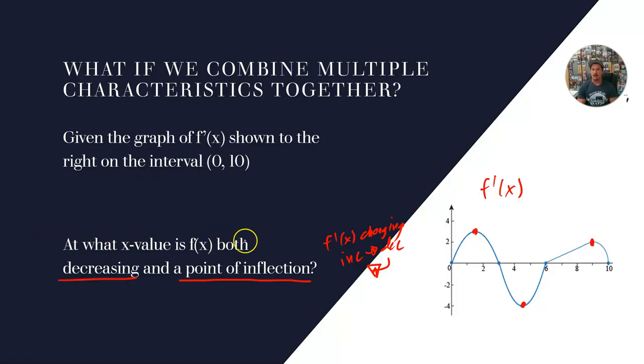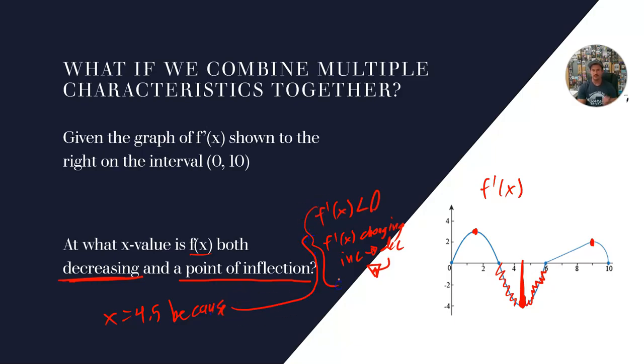But it doesn't just want where f of x has a point of inflection, it wants to know where f of x is decreasing. Well, f of x is decreasing where f prime of x is negative. Here's where f prime of x is negative. So the x value, the point where f of x is both decreasing and a point of inflection, is right here. We call it 4.5, at x equals 4.5, because of these things right here. There's my justification: it's in an interval where the derivative is negative, and f prime of x changes from increasing, or in this case, it changes from decreasing to increasing there.